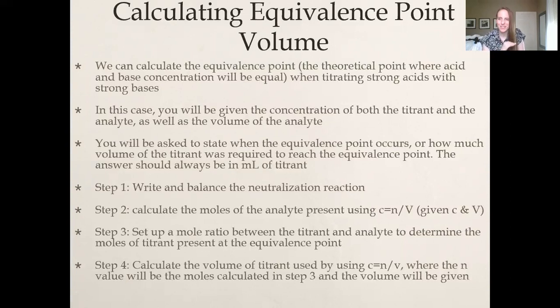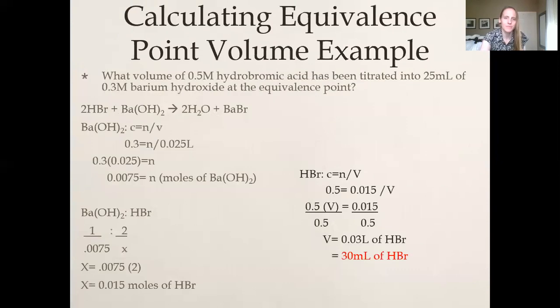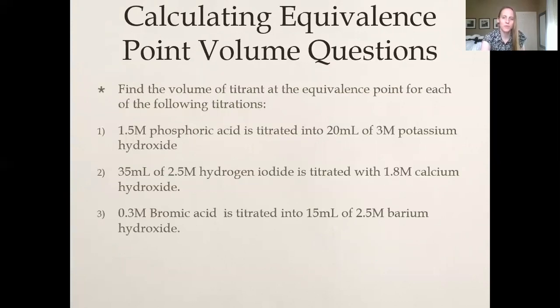So in order to do this, of course, like everything, we start with our balanced chemical equation. It will be a neutralization reaction because it is still a titration. Then we'll start with our C equals n over V. So this time you'll be starting with your analyte's concentration and volume. Then you will mole ratio back to the titrant, C equals n over V again, this time finding the volume. So again, this is an example of what that would look like that you guys can go through at your own pace whenever you want. We will go through the first question here together, and then you guys can try the next two on your own.